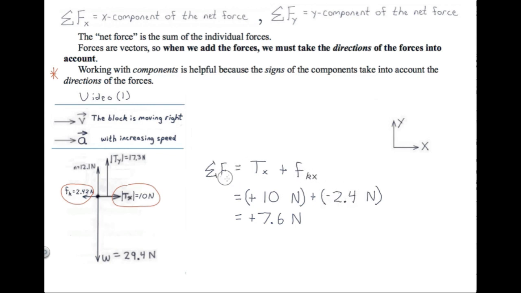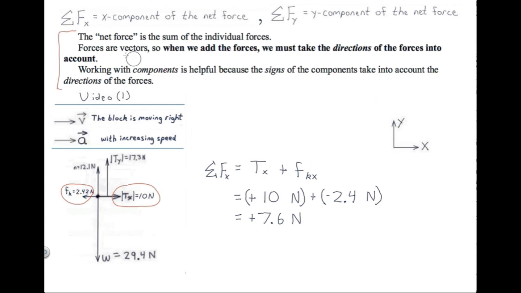So the net force in the x component equals positive 10 newtons plus negative 2.4 newtons, which equals positive 7.6 newtons. So we see that the net force in the x component is positive. And we know that the net force in the y component in this video was 0. So the net force points in the positive x direction, which is to the right. So the acceleration also points to the right.